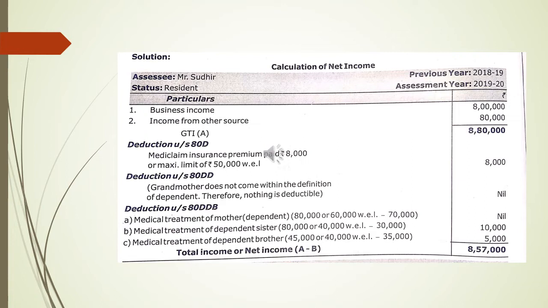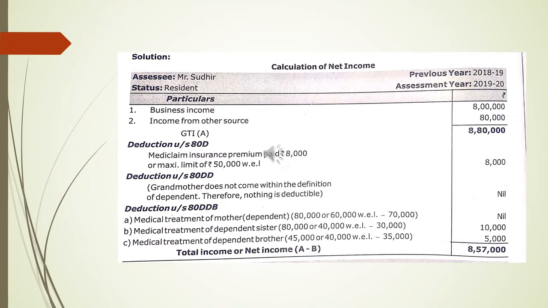So you can't claim more than 60,000, though you have received 70,000 from the insurance company. So the exemption that you are eligible to claim is only 0. You can't claim any exemption. Again, why? Because the insurance company has given you 70,000, but you are eligible to claim only up to 60,000 towards your mother's treatment.